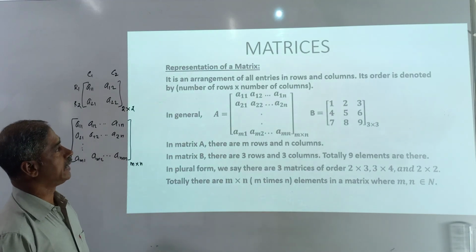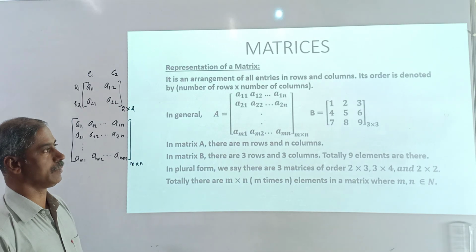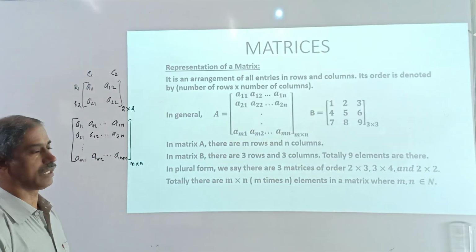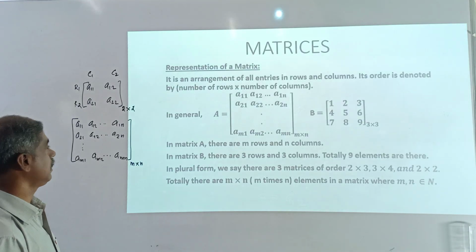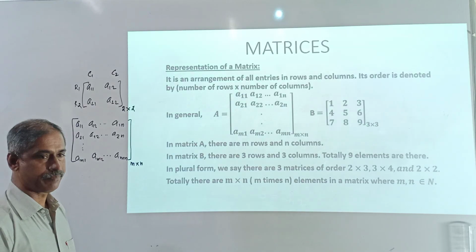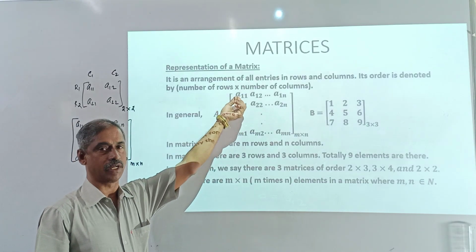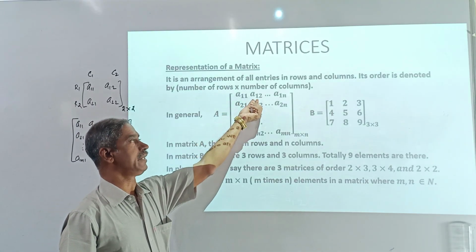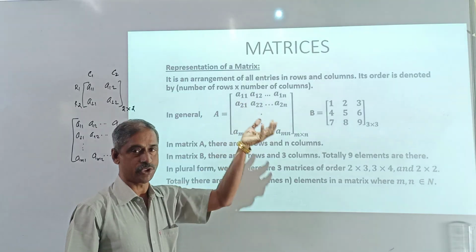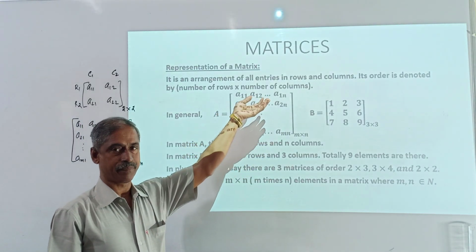In this frame we are explaining very clearly that it is an arrangement of all entries in rows and columns. Its order is normally denoted by the number of rows and number of columns in the chosen matrix. In general we write A11. The suffix explains the first row, first column entry. The second entry A12 explains the first row, second column position entry. These are the positional entries with which the representation is given.